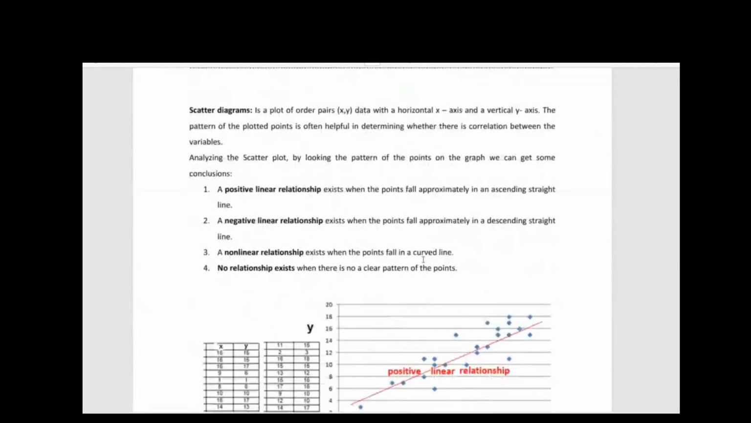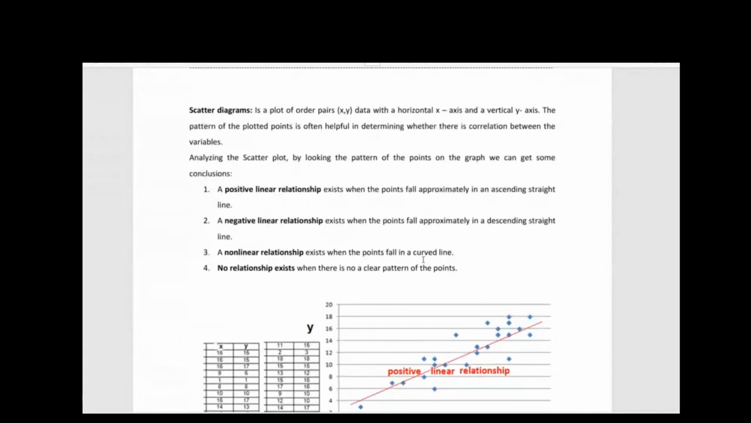We have also the scatter diagrams. It's a plot of ordered pairs xy with a horizontal x-axis and a vertical y-axis. The pattern of the plotted points is often helpful in determining whether there is a correlation between the variables or not.